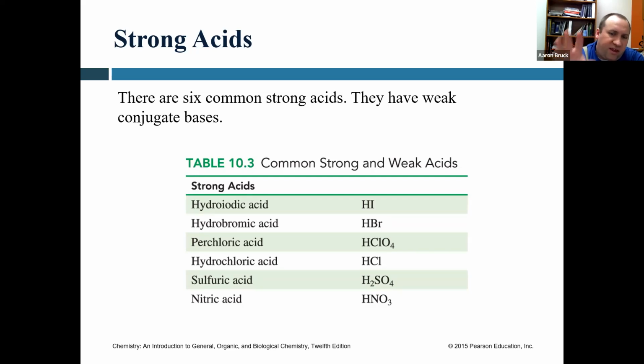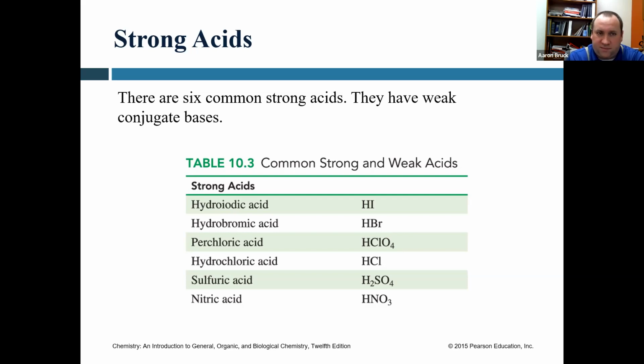If it's not on this list and we can identify it as an acid, then we must know that it is a weak acid. So these 6 are strong electrolytes. Everything else is a weak electrolyte.